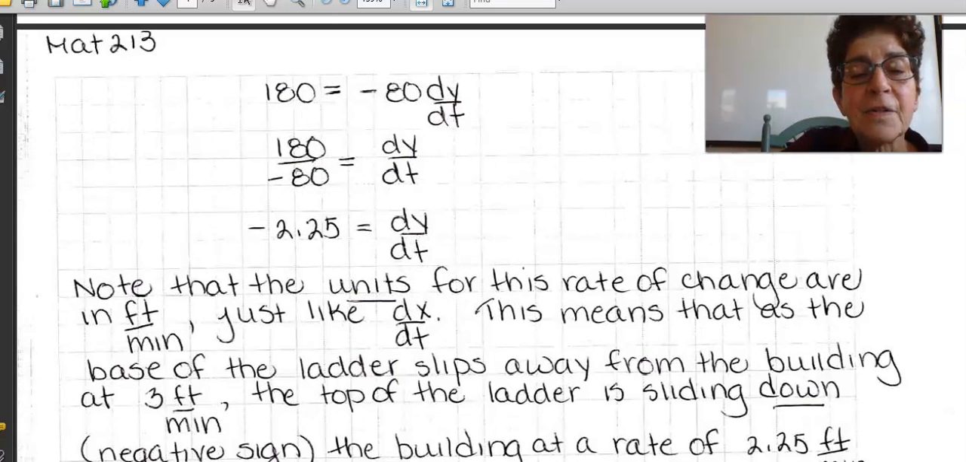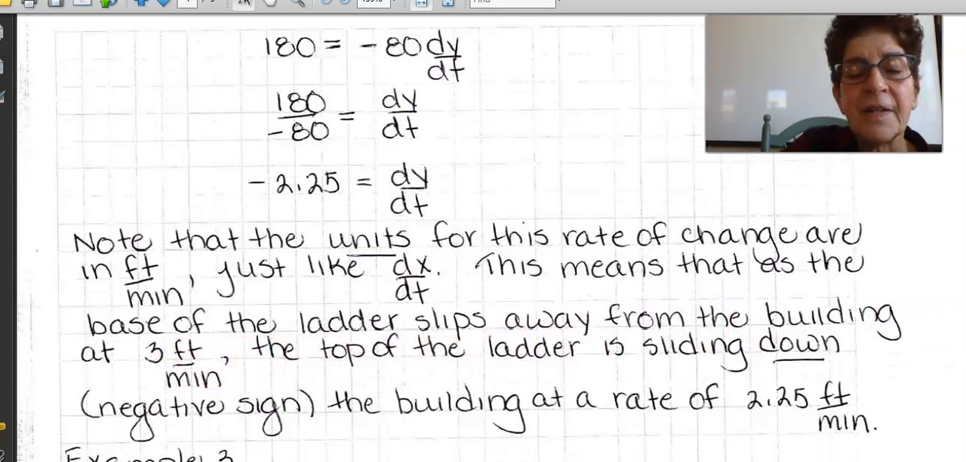So the correct answer to the problem is that as the base of the ladder slips away from the building at the rate of 3 feet a minute, notice this is positive, that means the distance from the building is increasing. The top of the ladder is sliding down the building, that's why this distance above the ground is decreasing at a rate of 2.25 feet per minute. Okay, it's important to pay attention to both the units and the signs of these derivatives in order to correctly explain what's happening in an applied problem.